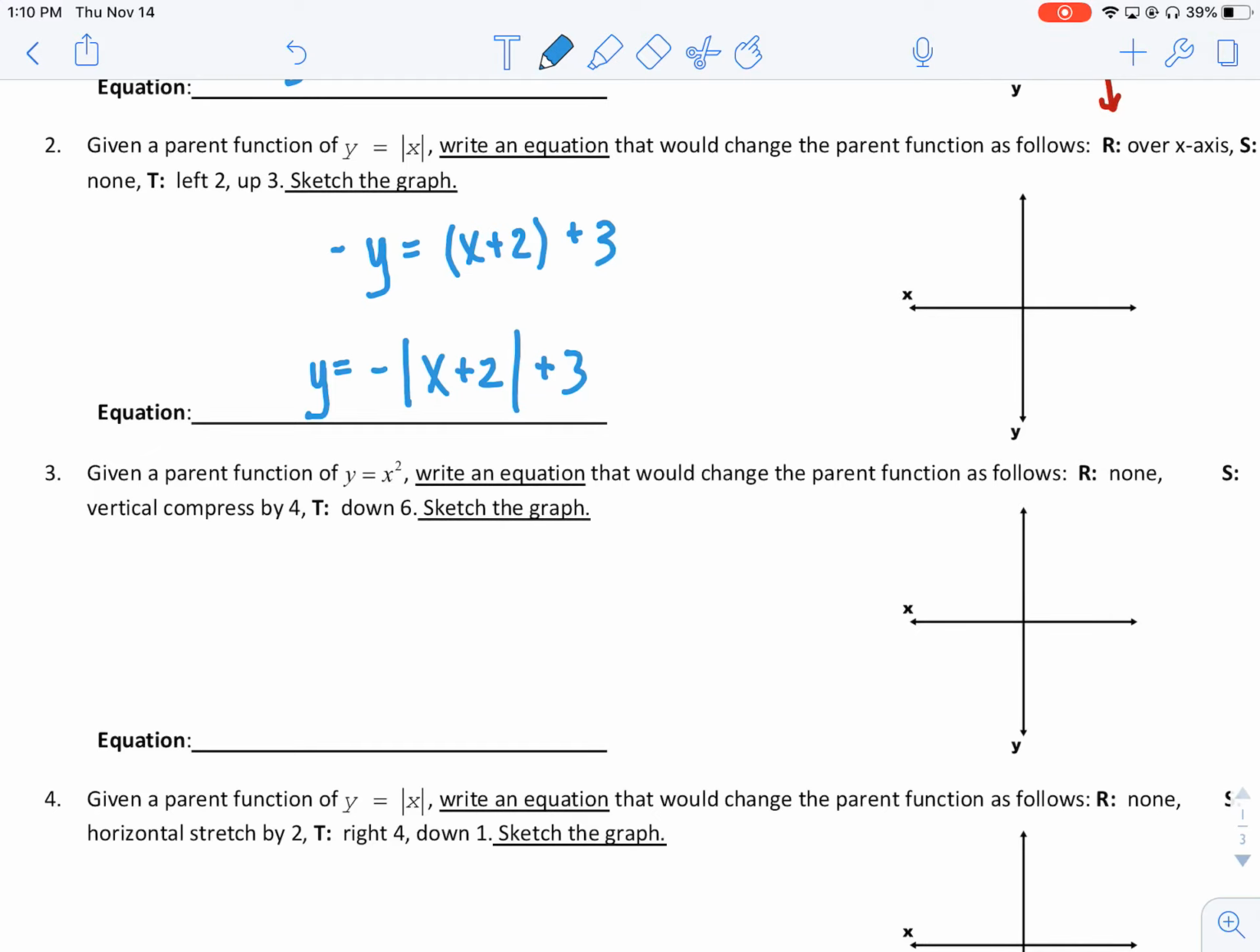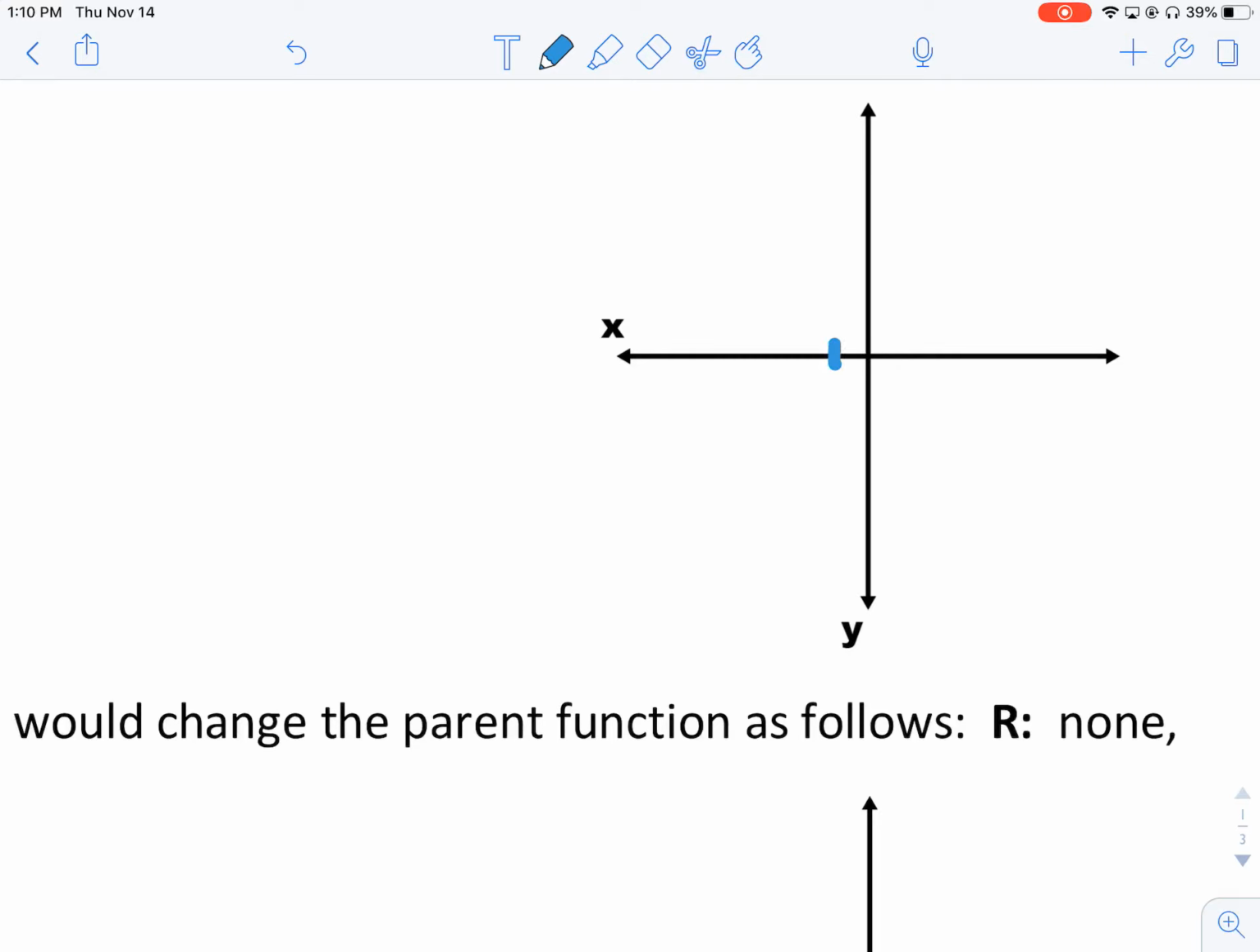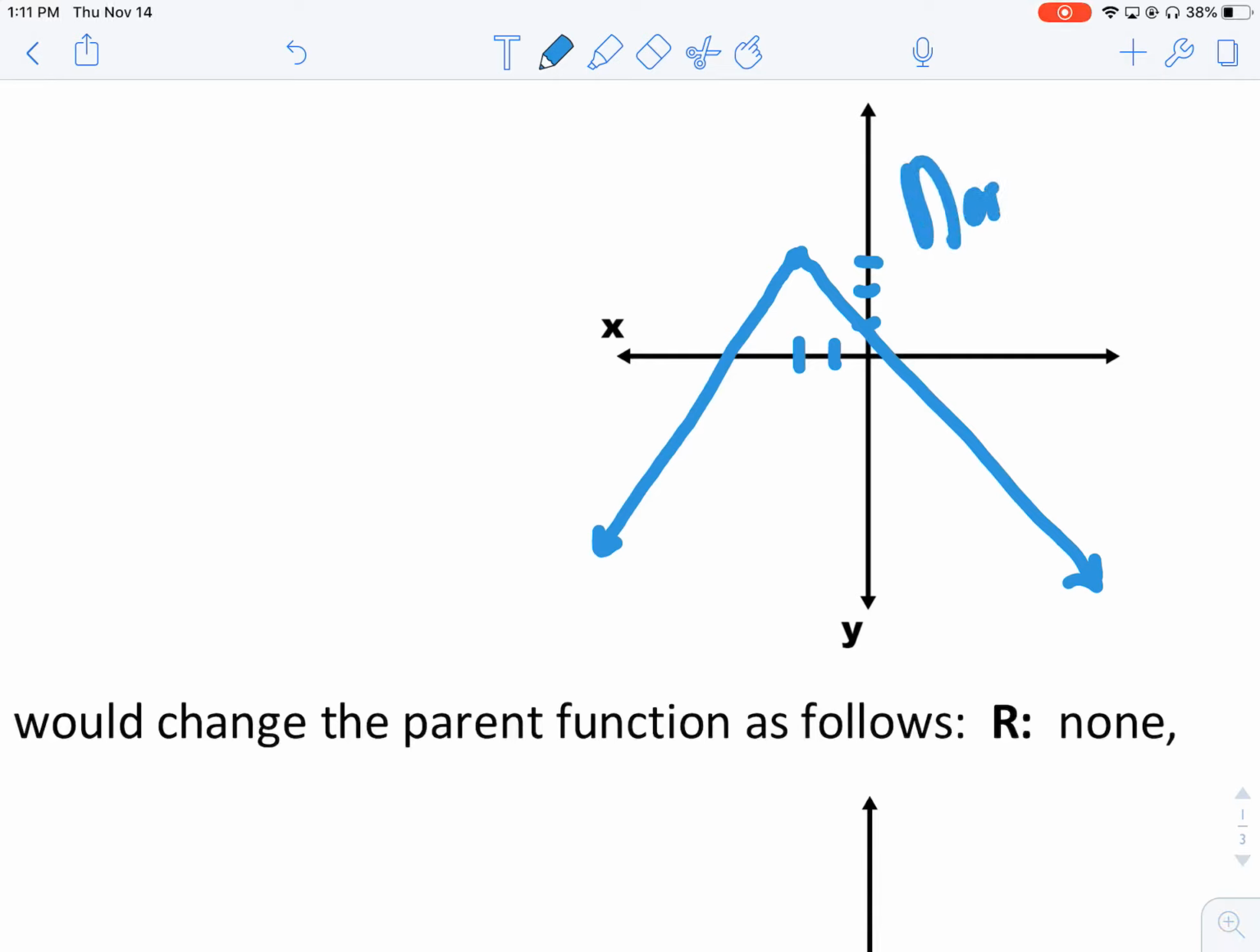So we go left 2, up 3. And it's going to be an upside down one. New vertex up there. Upside down absolute value function. There's no scale change, so it's not skinny or wide. It would just be like a normal parent function. Vertex negative 2, 3.